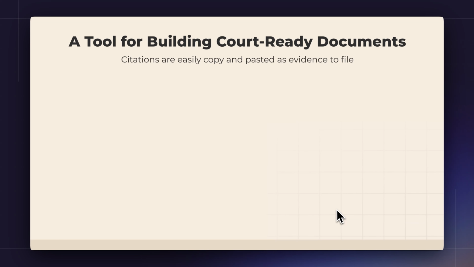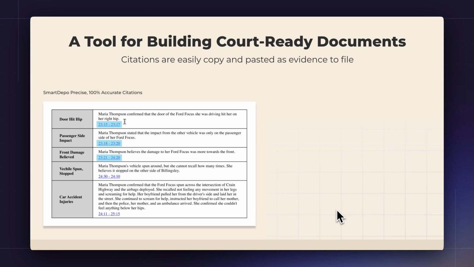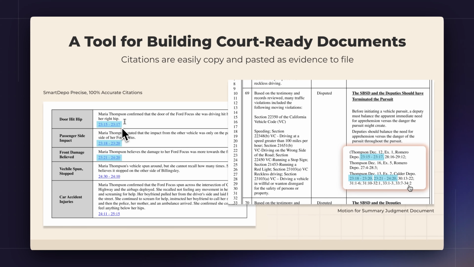Why do we bring this up? Well, we bring this up because our clients use SmartDepo in a way where they can just copy and paste the citations directly from our page line summary and put them right into court documents like the motion for summary judgment I showed you just a moment ago.